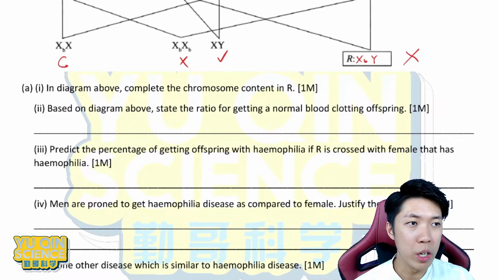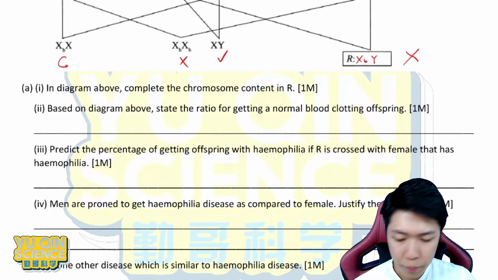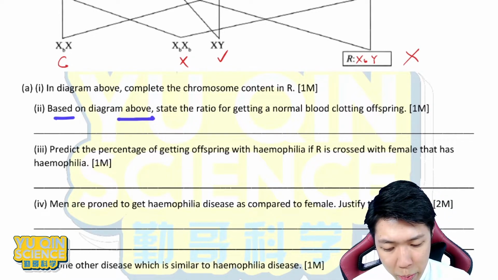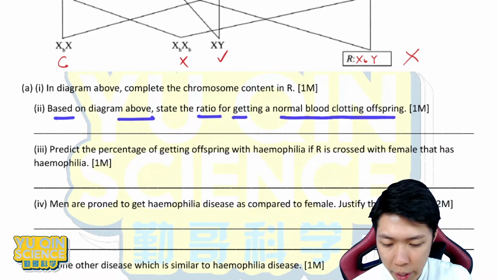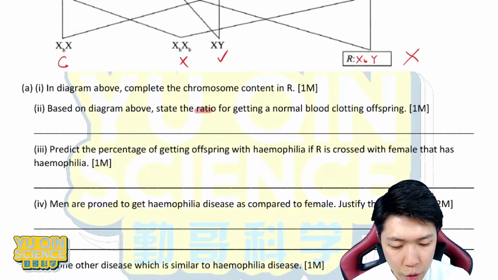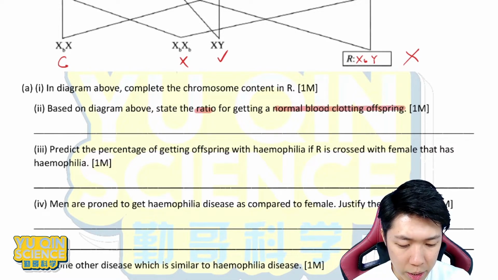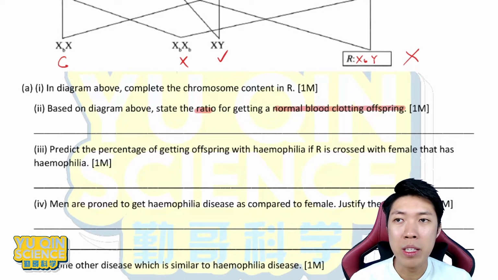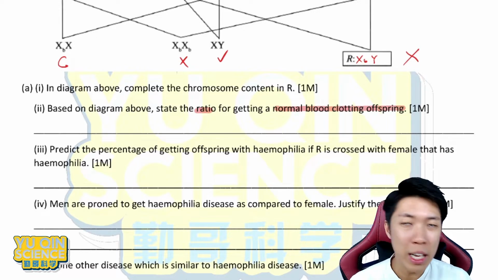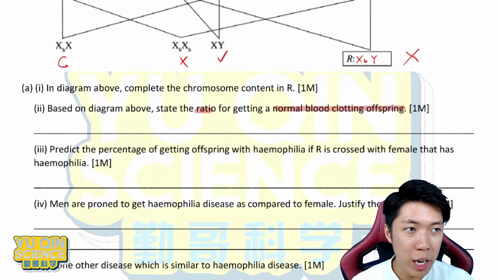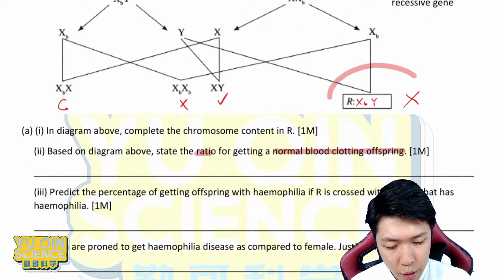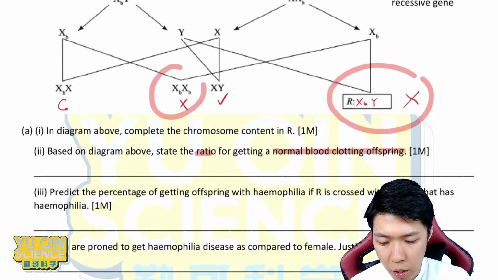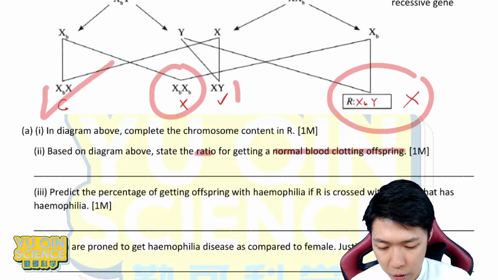So we go to question A2. Now, based on the diagram above, state the ratio of normal blood clotting offspring, meaning one normal, no problem, one ratio. So according to what we have, not okay, this one is considered okay, this one is considered okay.